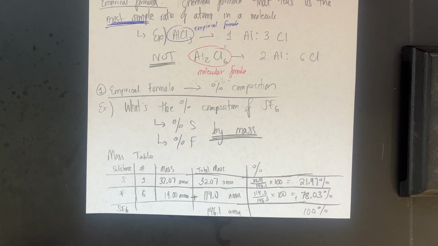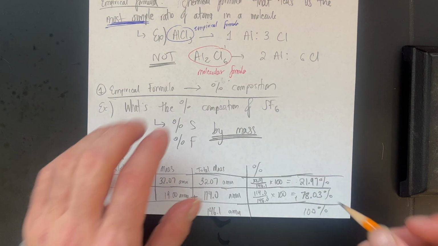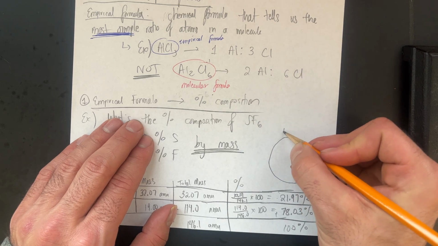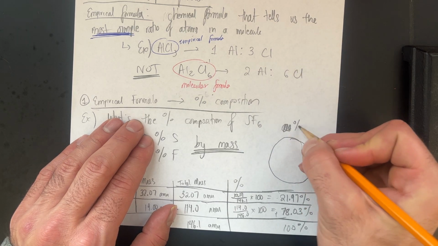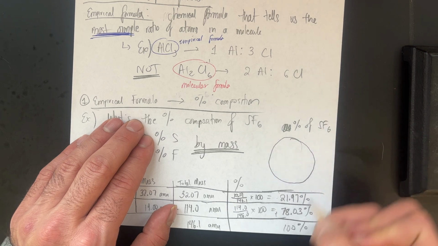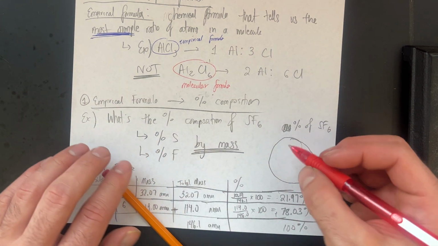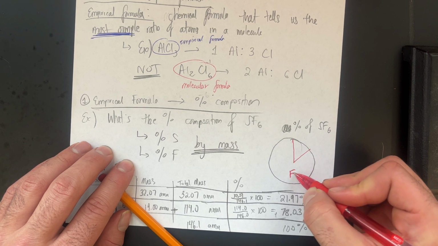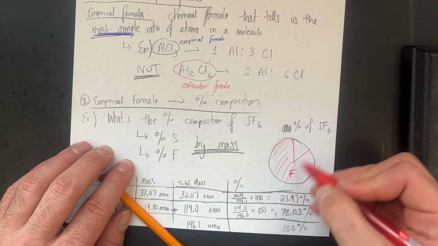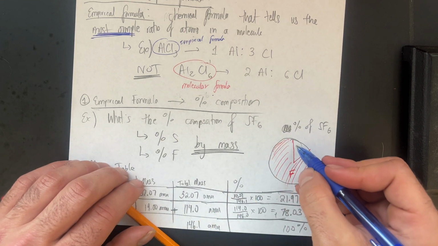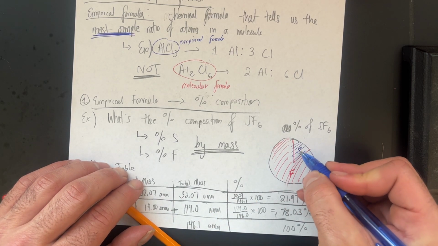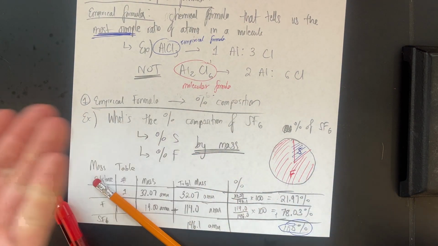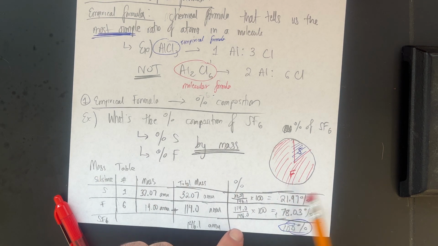And that makes sense because, if you think about it in terms of a pie chart, what we're saying is, okay, what's the percentage of SF6? There's only two things in SF6, right? If approximately 78% of it is fluorine, well, then this part is going to be sulfur. And in a pie chart, it has to equal 100, so this has to be equal to 100 at the end. And so that's one good way to double check your math there.